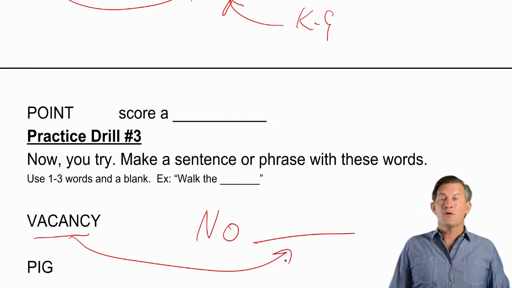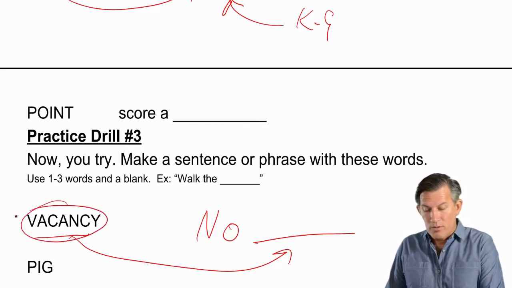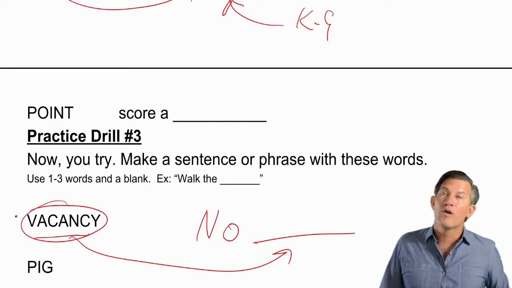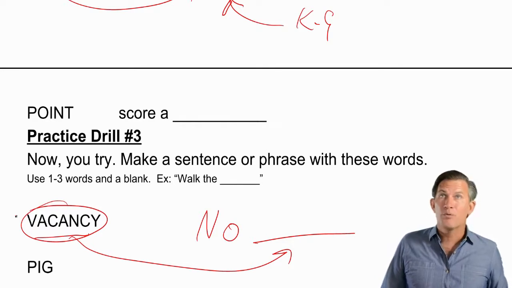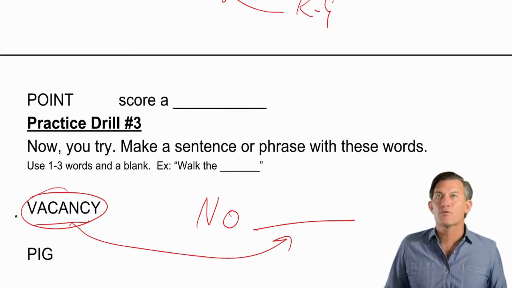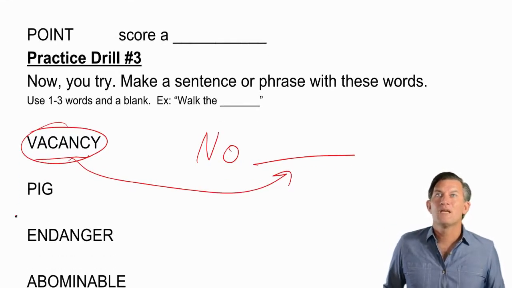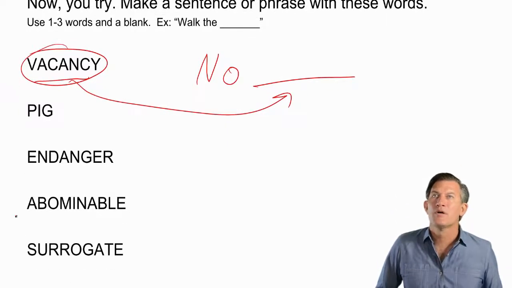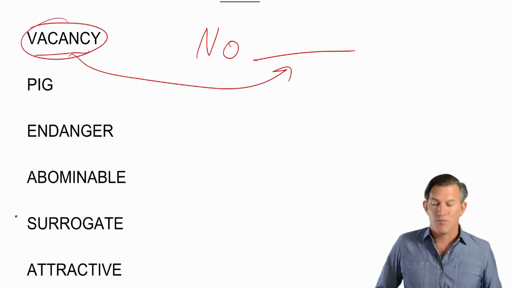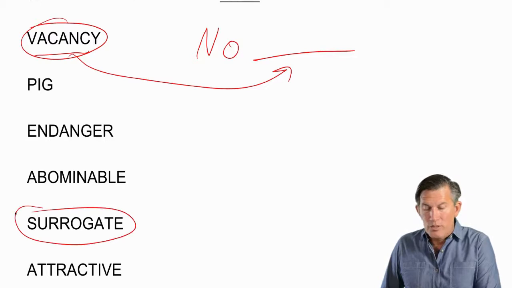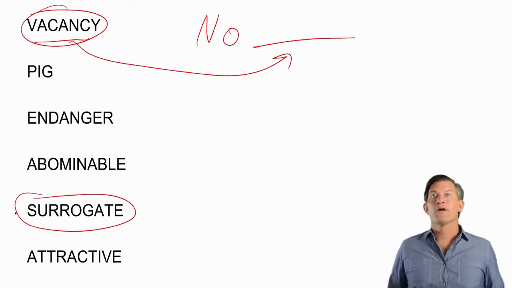Now, if you didn't know what vacancy meant, which some of you don't, then you circle it and then move on. Okay, I'm sure you know what a pig is, but come up with an expression. Don't define pig here. We're doing context here, so just come up with something for it. Pig, and in danger, and abominable, and surrogate, and attractive. Remember, if you don't know what it means, circle it. Okay, I'll teach it to you later.